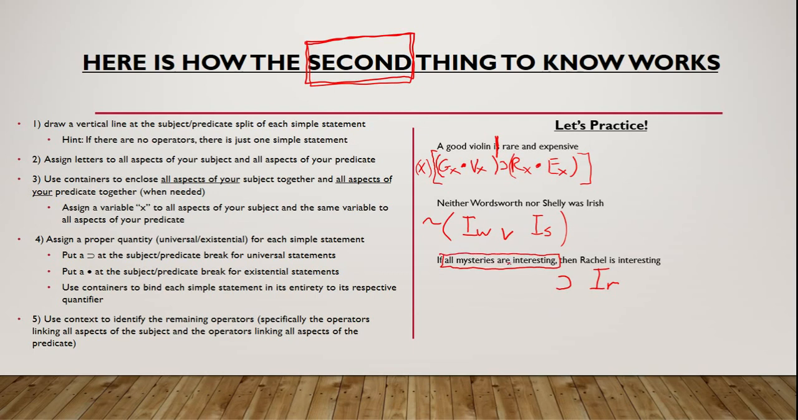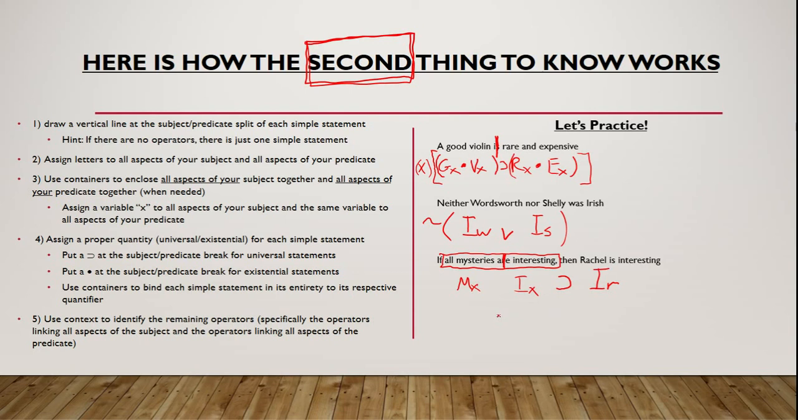So we want to draw a vertical line at the subject predicate split. We're going to assign letters to all aspects of the subject and all aspects of the predicate. So we're going to go M for mystery, I for interesting. We're going to use containers to enclose all aspects of the subject and all aspects of the predicate. We don't need that. We're going to assign a variable X to all aspects of the subject and the same variable to all aspects of the predicate.